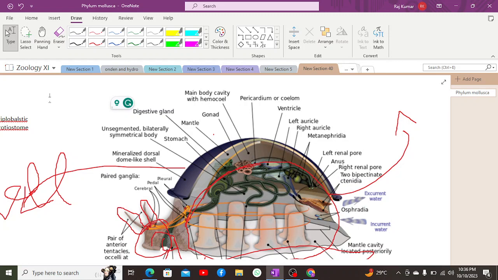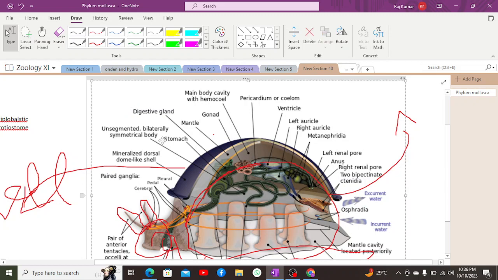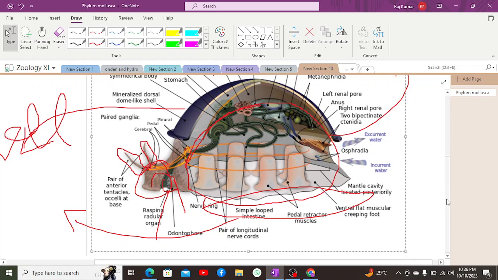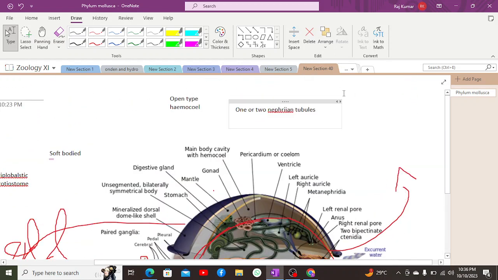Their digestive system is straight and linear, and they are unsegmented, with a bilaterally symmetrical body, and these are soft bodied organisms. Even though there is a shell, their body overall is soft. That is why they have a shell over their body. These are a few things I wanted to discuss here. The nervous system consists of ganglia, which are concentrated to form a simple brain, which includes a nerve cord that runs throughout the mollusks.